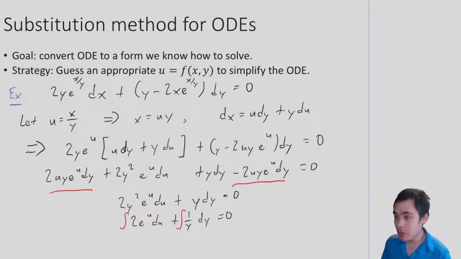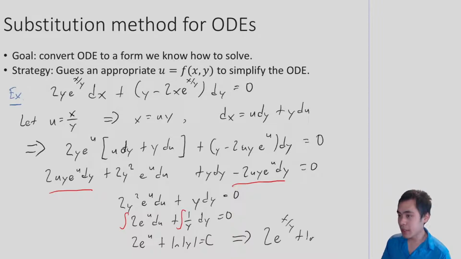So then this gives you 2e^u plus ln of y is equal to c, which, when you plug things back in, is 2e^(x/y) plus ln of the absolute value of y is equal to c. Let's go back. So basically what we did is we did substitutions.